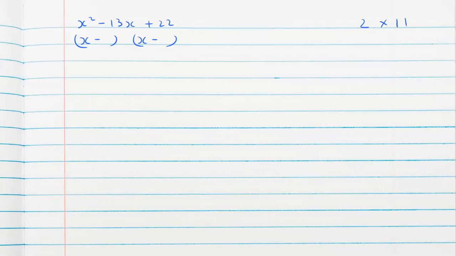2 times 11, both are negative, so we get plus 22, and we have negative 2 minus 11, and we get minus 13 or negative 13. So the answer will be x minus 2, x minus 11. Doesn't matter wherever you write 11 or 2, the answer is same. Okay, so how about when the negative sign is present with the third term, like this one?